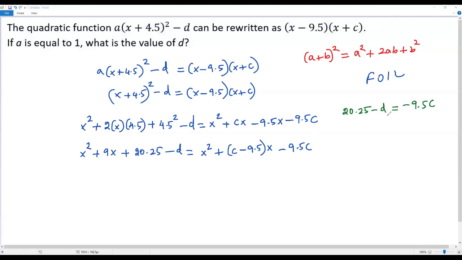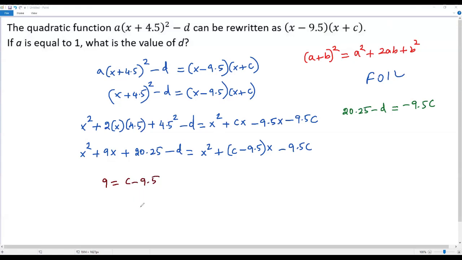In this equation, I have to solve for d, because according to the question, I have to find the value of d. If I want to get the value of d, I must know the value of the unknown constant c. So how do we get the value of c? For that, we can equate the coefficients of like terms, because on the right side, in the coefficient of x, we have c. If we equate the coefficients of x, I'll be able to get the value of c. The coefficient of x on the left side is 9, and the coefficient of x on the right side is c minus 9.5.